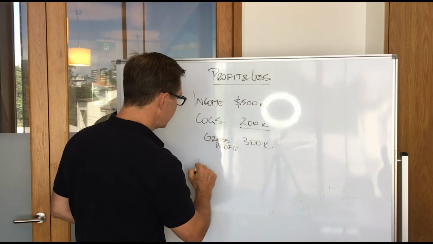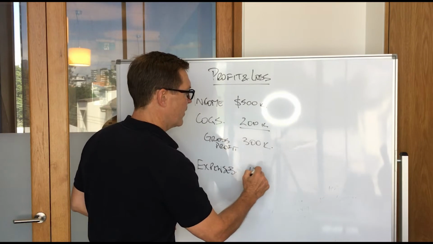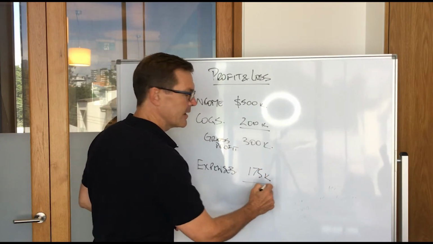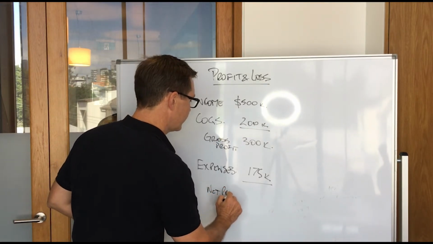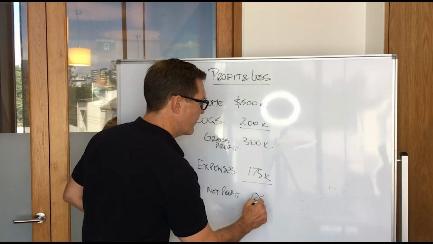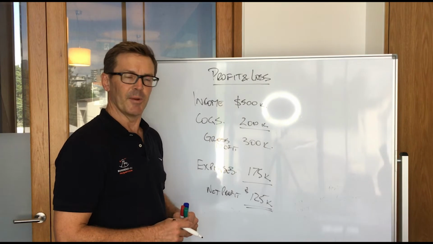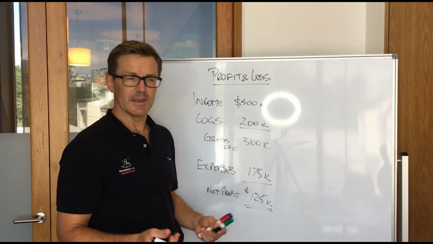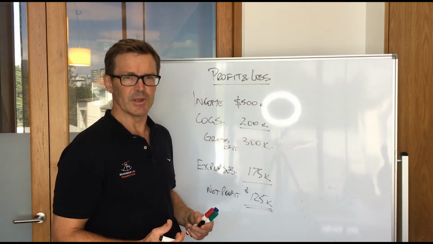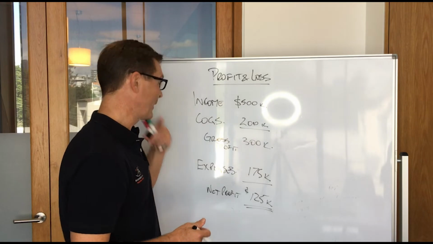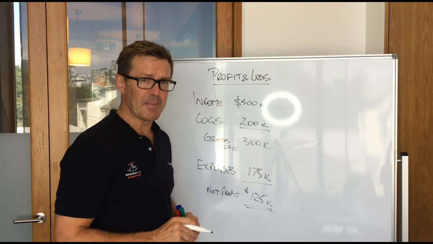The business owner has expenses of $175,000 and makes a net profit of $125,000. Now that sounds like a pretty good business. However, this business owner is wondering that as they're growing, where is all the cash going to? Because it's not in their pocket. And it'll often be because they don't have a feel for and aren't managing their balance sheet.